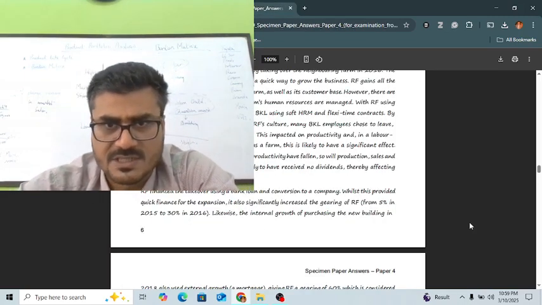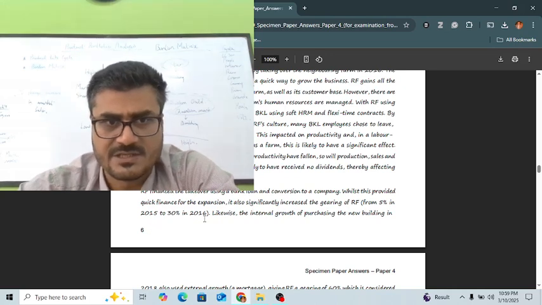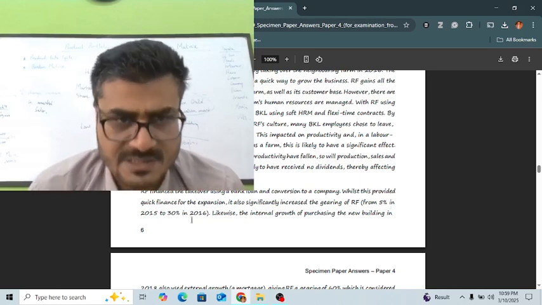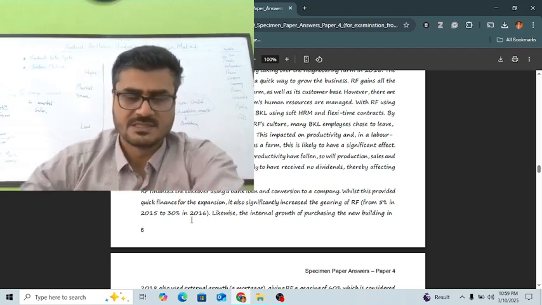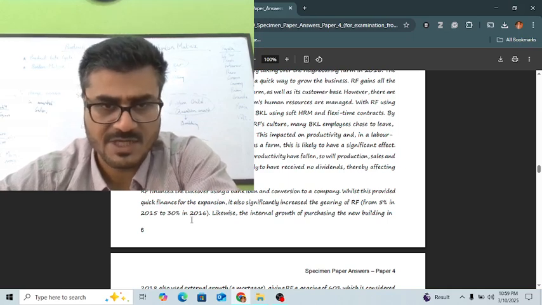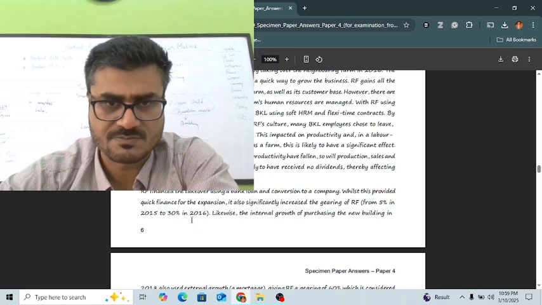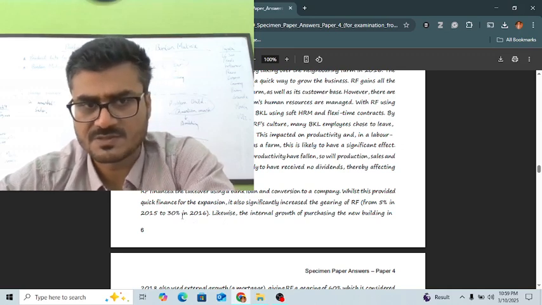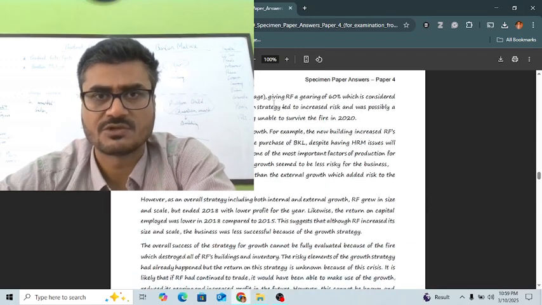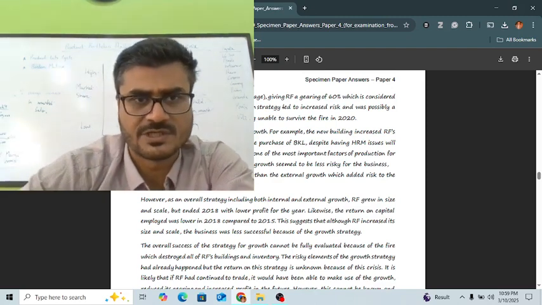So this is what he has done. He has discussed the gearing ratio and the increase in the ratio, from 5% to 30%. So this is what he has discussed, calculated and analyzed in the quantitative data. This is how you are going to analyze the information and apply it in making an informed judgment, because of which the profits may have decreased. Likewise, the internal growth of purchasing a new building was also mortgaged. So this is how he discussed the third point and fourth point.